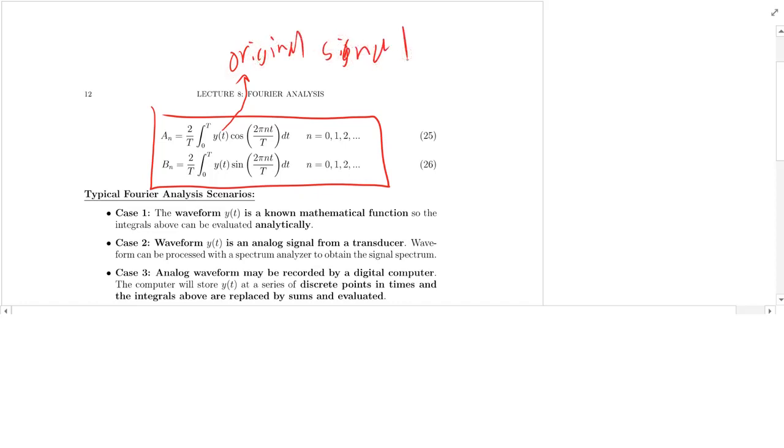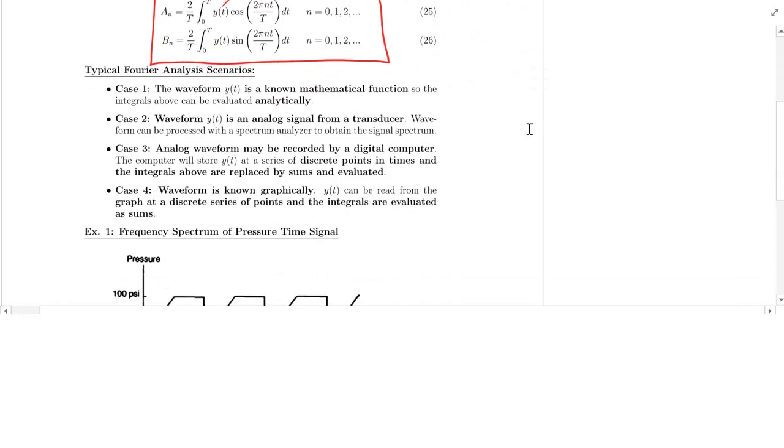N is your harmonic coefficients. T is going to be your period. That's it. Integrate, solve, you're good to go. Calculate for how many harmonic coefficients you're asked for, and that's it.